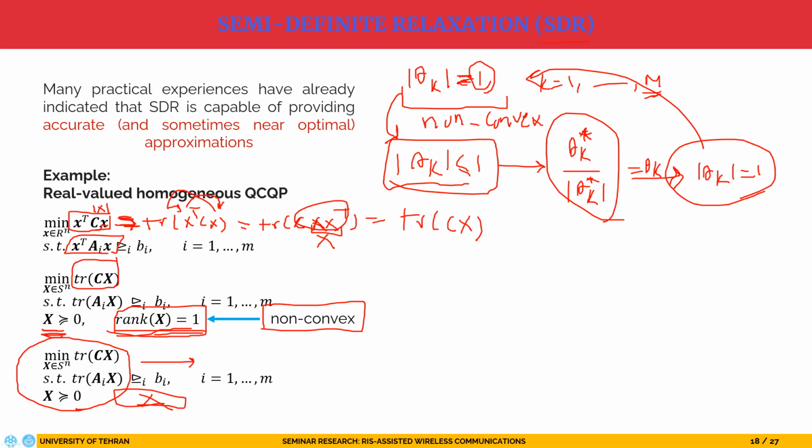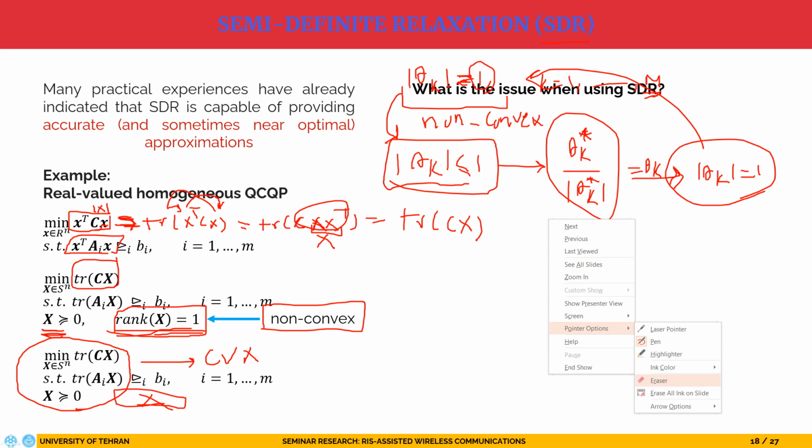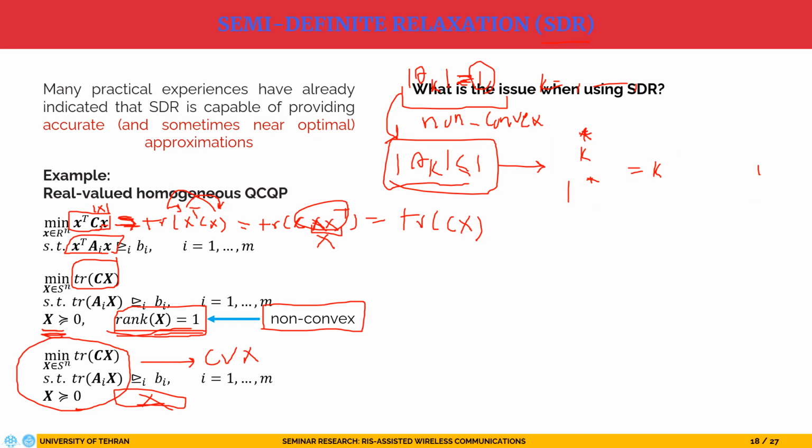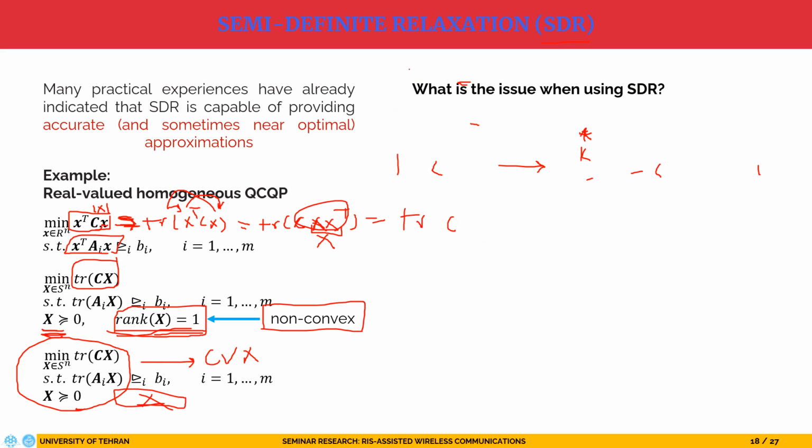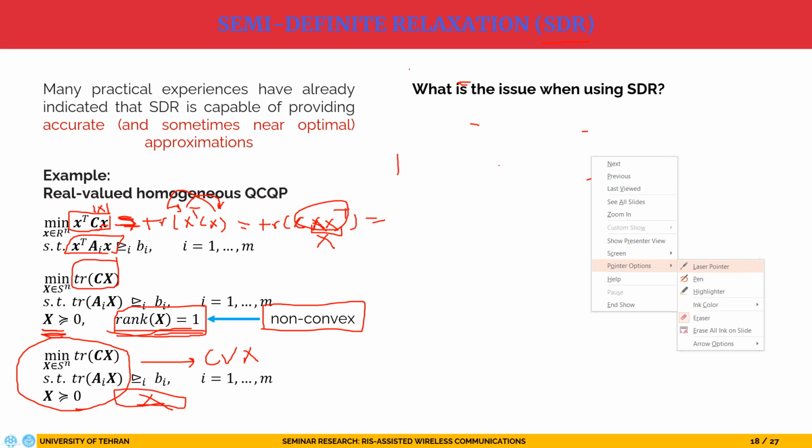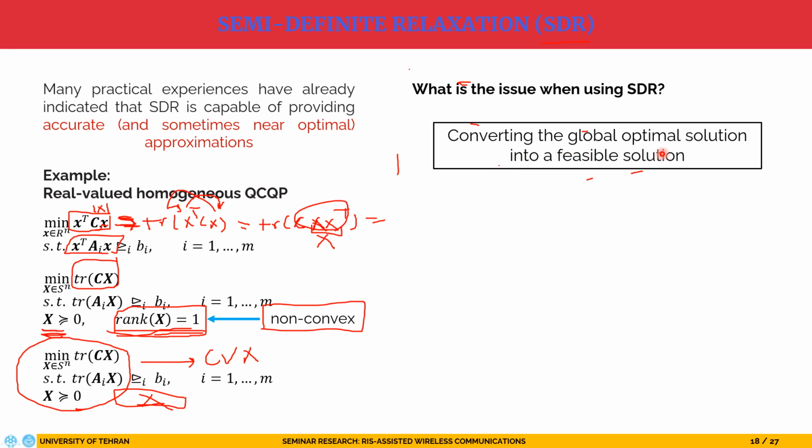We solve it with CVX in MATLAB. But what is the issue when using SDR? Converting the global optimum solution into a feasible solution. As I said, after the answer is obtained, we should convert it into a feasible solution, a solution whose rank should be equal to 1.